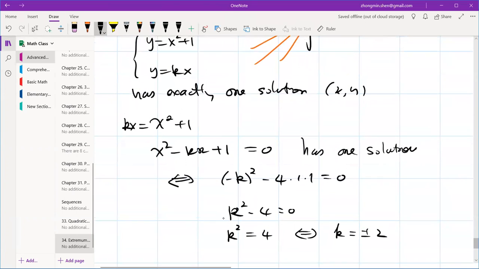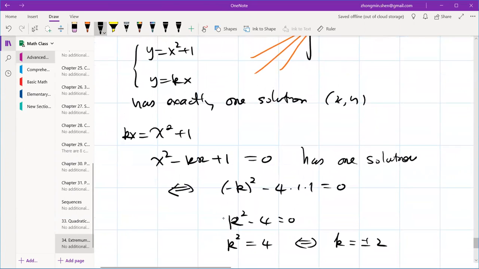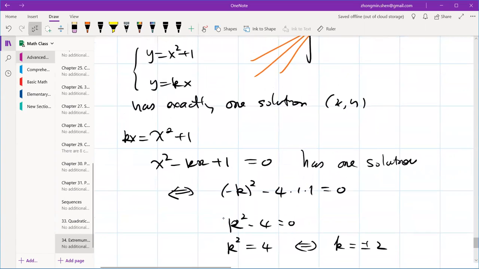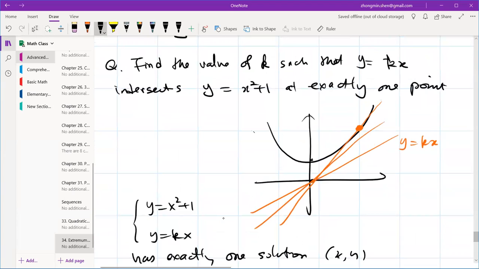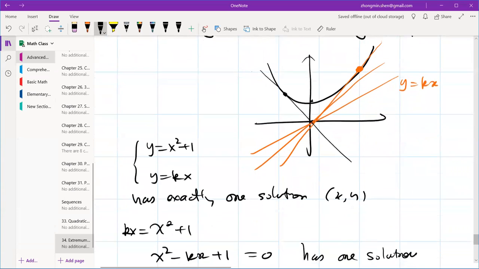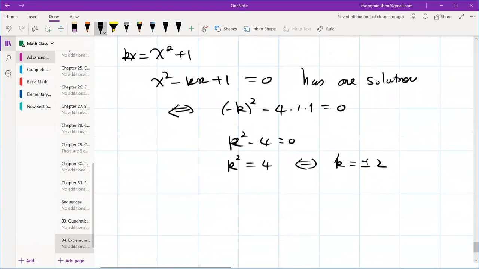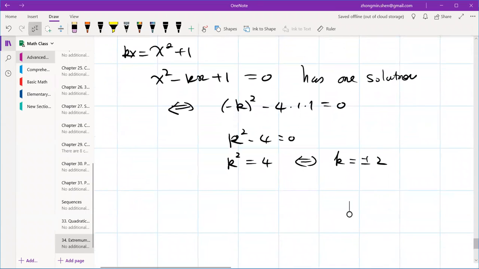Okay, why are there two solutions there? Because when k equals negative 2, you have another side, right? Look at that. From the picture, you see that there are two lines touching this parabola. The parabola is symmetric, okay? So that's why you have k equals plus or minus 2.